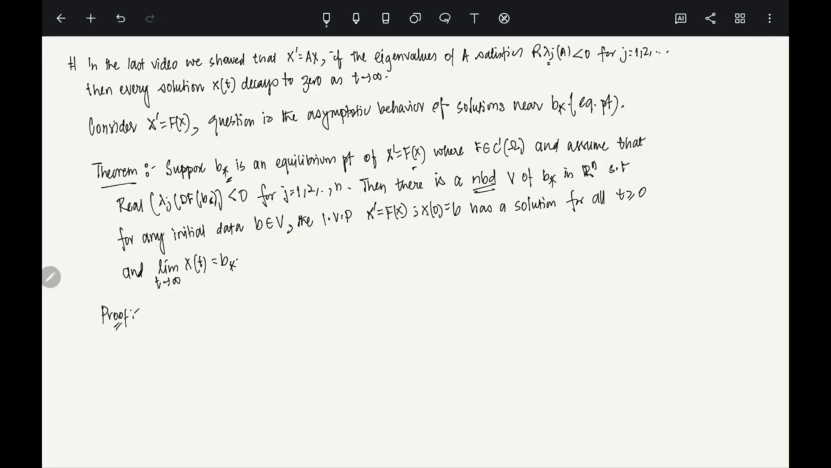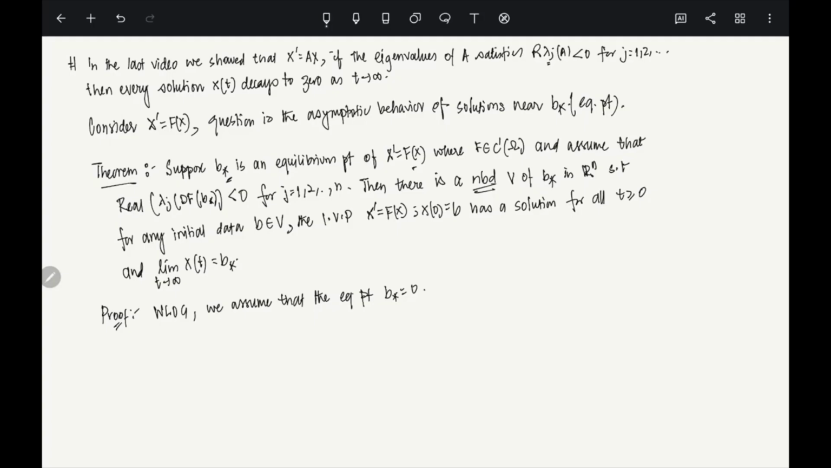Okay, so what we are going to do is start with a translation. Here I started with b star as the equilibrium point. You can also choose it to be 0. It's not a problem, right? So without loss of generality, we assume that the equilibrium point B star is 0. If it is not 0, you just translate everything in Rn. It's not a problem, right? We can do that.